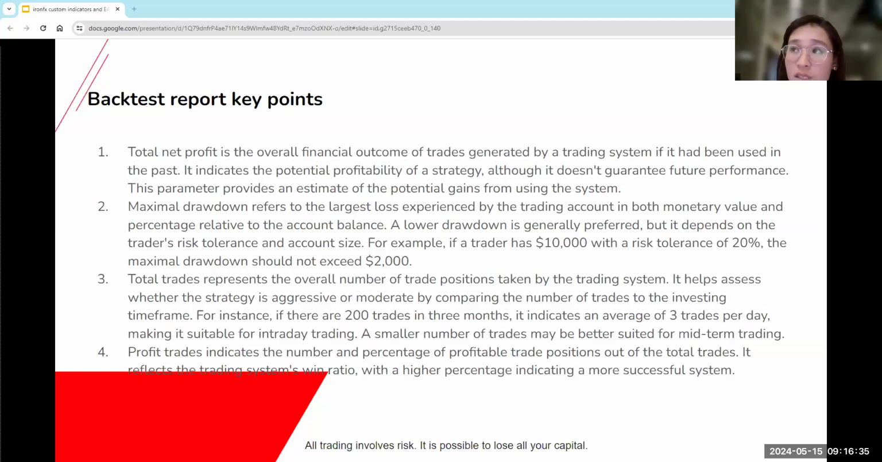And lastly, the key point that we will look out for is profit trades. And this indicates the number and percentage of profitable trade positions out of the total trades. It reflects the trading system's win ratio, with a higher percentage indicating a more successful system.